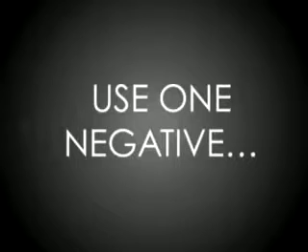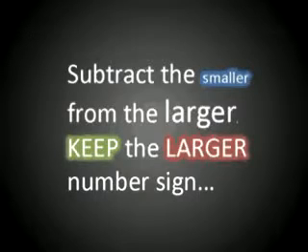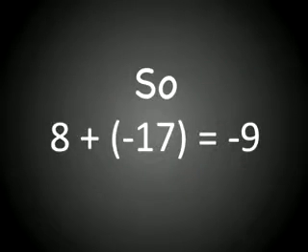This time we'll mix it up and we'll use one negative. We'll add integers with signs opposite. Subtract the smaller from the larger, keep the larger number's sign. So 8 plus -17 is -9.